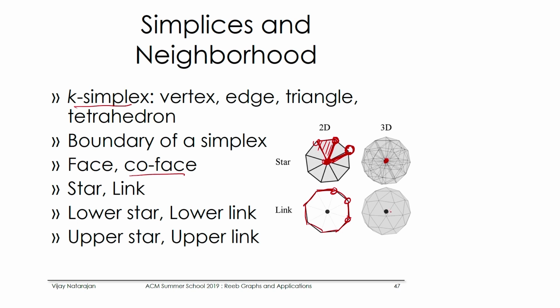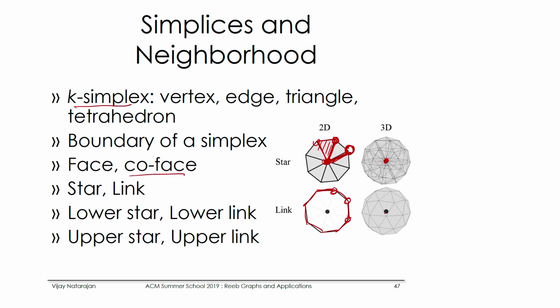So in 3D, what will be the link? If I have a vertex, what will be the link? It will be the spherical shell around me, right? So those will be all the faces of tetrahedra, triangles, and vertices that are incident on me, right? So that's the link neighborhood. Does that make sense? Okay.